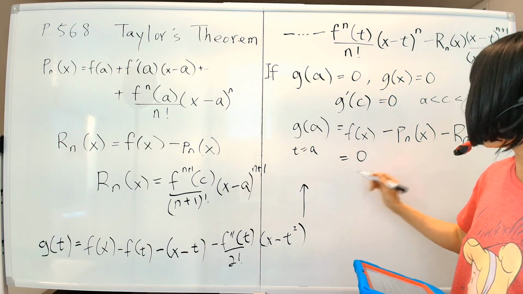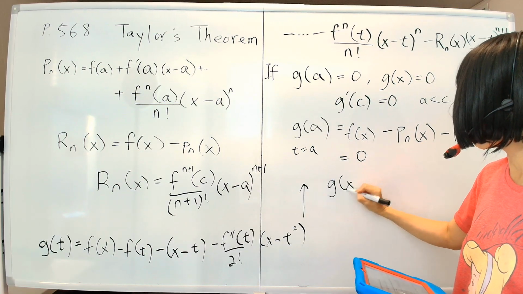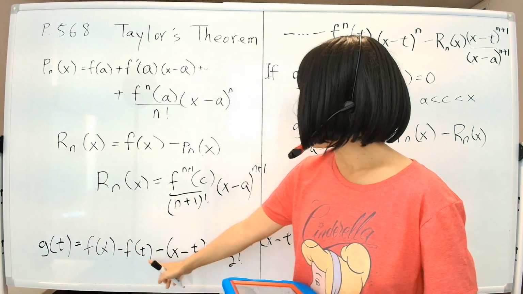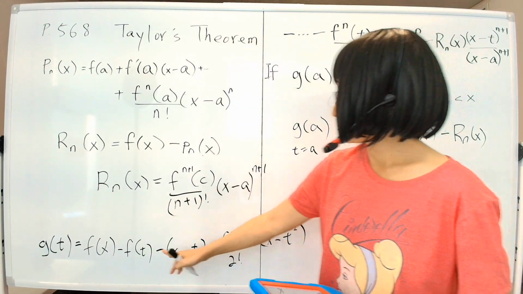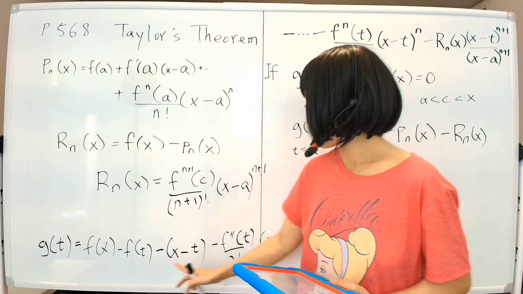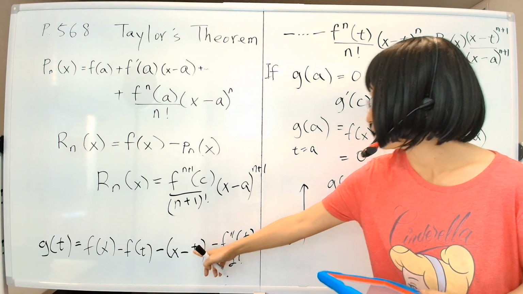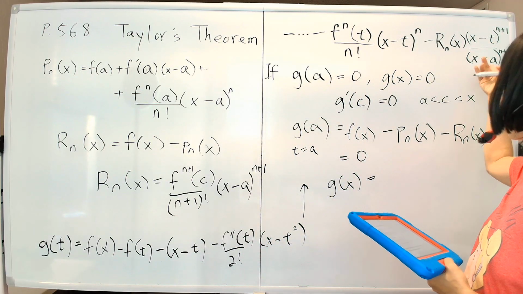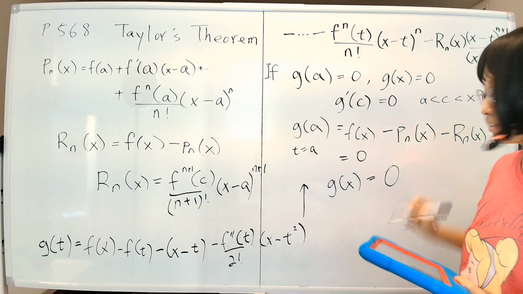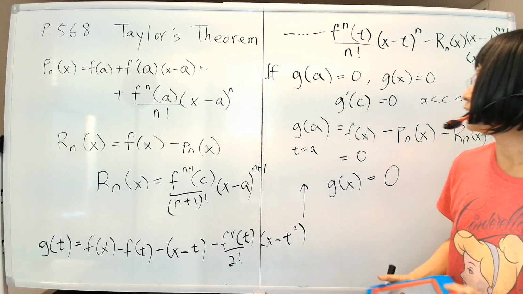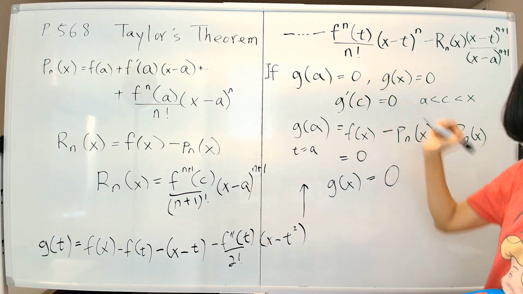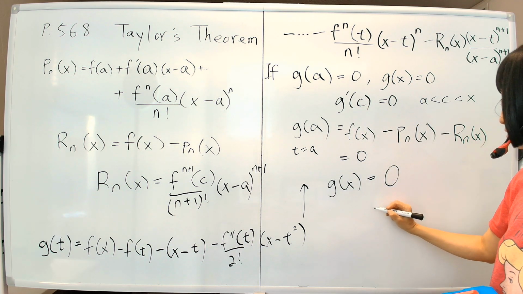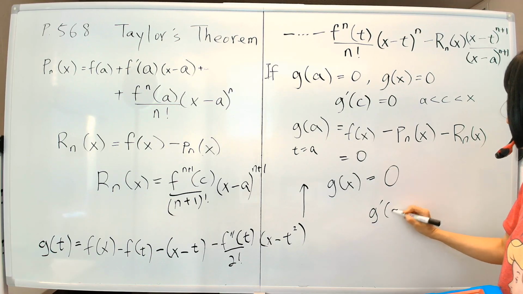Next, we need to calculate what g of x is. Now, g of x, we do the same thing. If we plug t equal to x now, then f of x minus f of x, and all the other things, t is now x. So it becomes 0, 0, 0, everything's 0, including this one. So it's all 0. So g of x, therefore, equals 0. Then we have proved this by Rolle's theorem. There exists a c such that g prime of c equals 0.